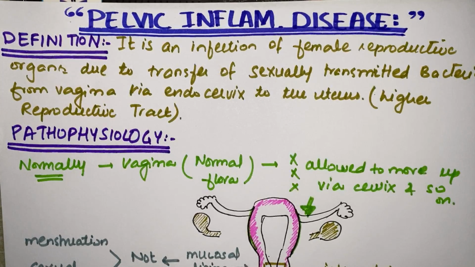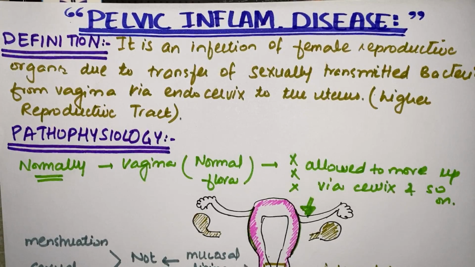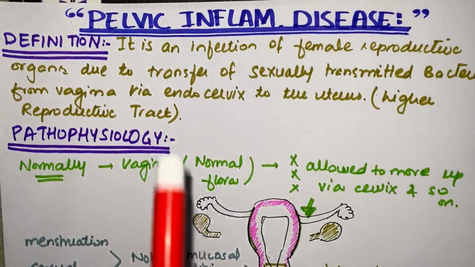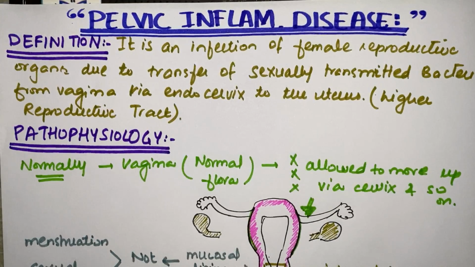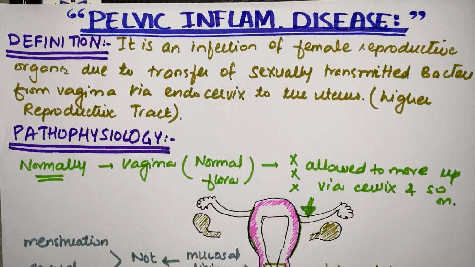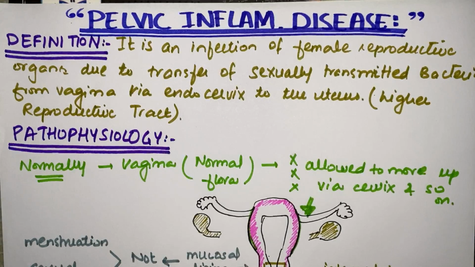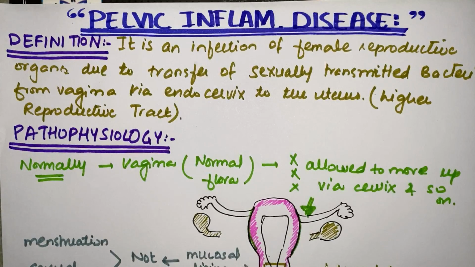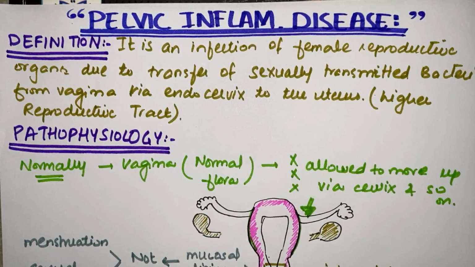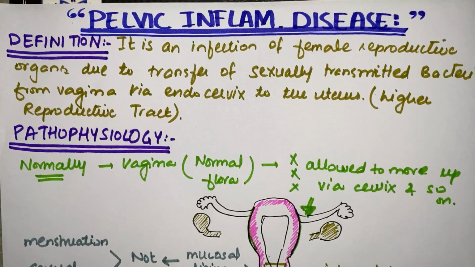Today we're going to discuss a very important topic of infections in the genital tract, that is pelvic inflammatory disease. Now, what is pelvic inflammatory disease? First of all, talking about its definition, it is an infection of the female reproductive organs, because of transfer of the sexually transmitted bacteria from the vagina up through the endocervix to all the higher genital tract, or the higher reproductive tract. This is the whole idea of pelvic inflammatory disease.